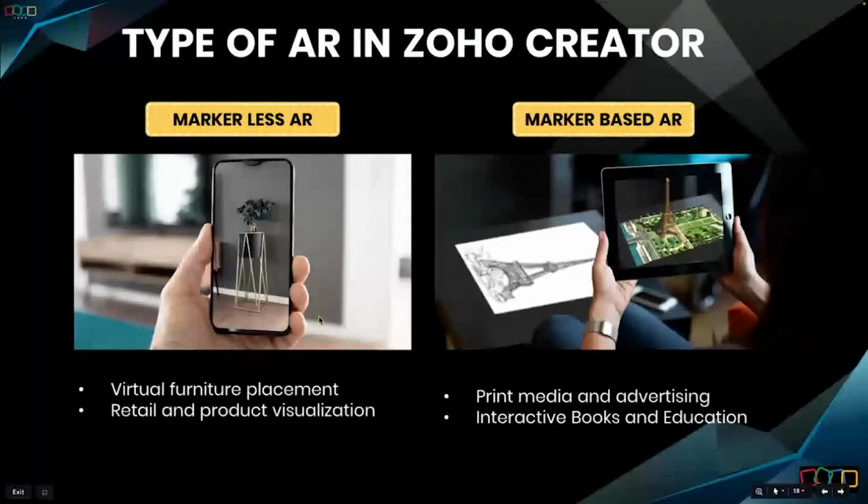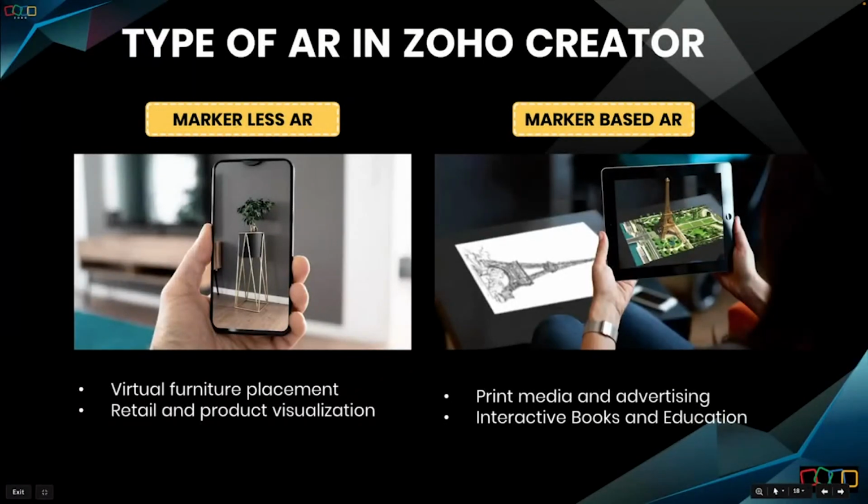Markerless AR allows virtual content to be overlaid onto the real world without the need for physical markers or predefined patterns. Whereas marker based AR uses physical markers or any object as reference points to anchor the virtual content and overlay it seamlessly onto the real world.